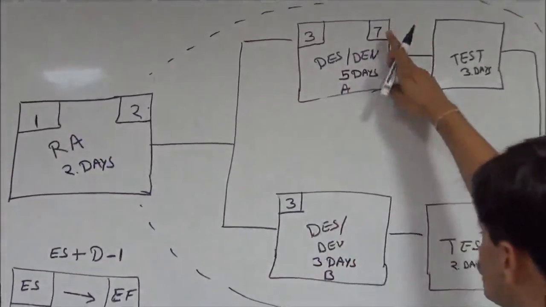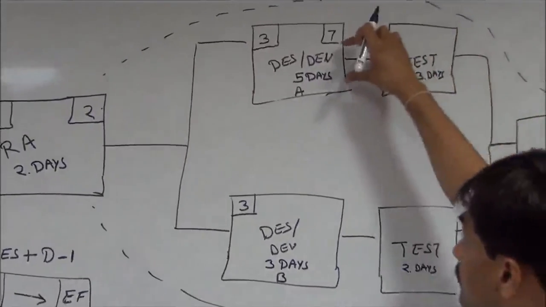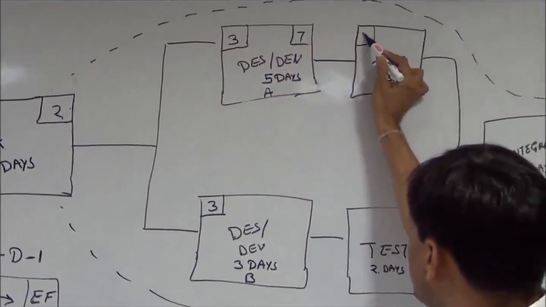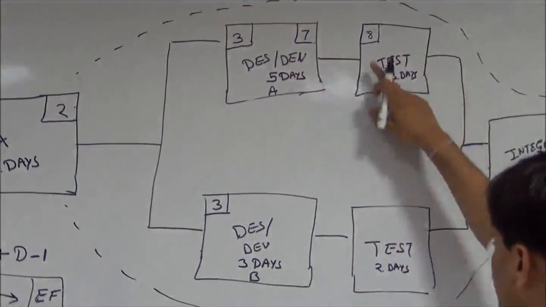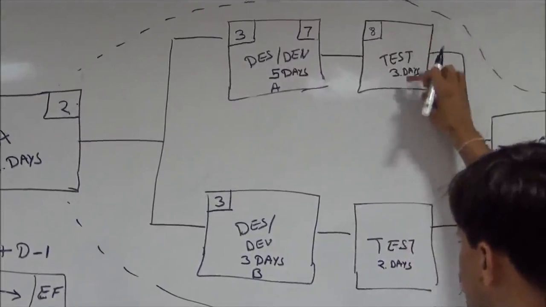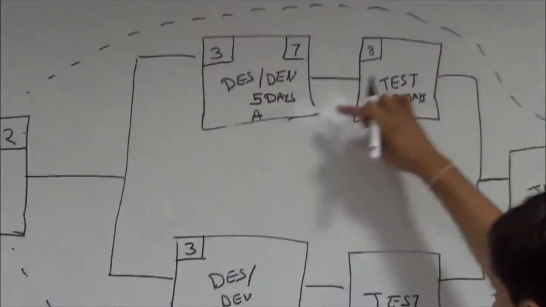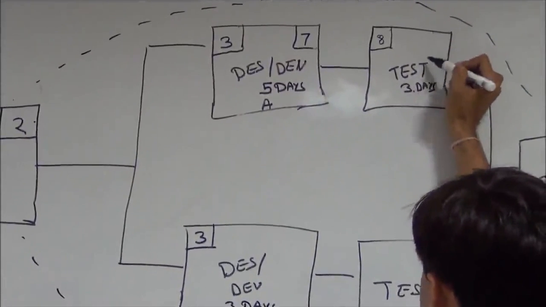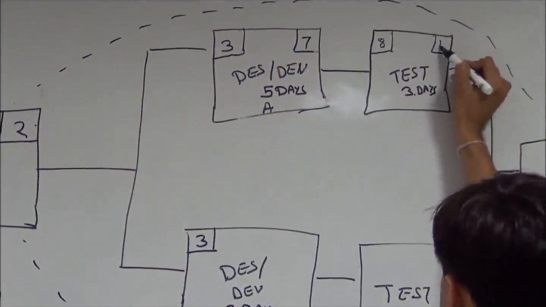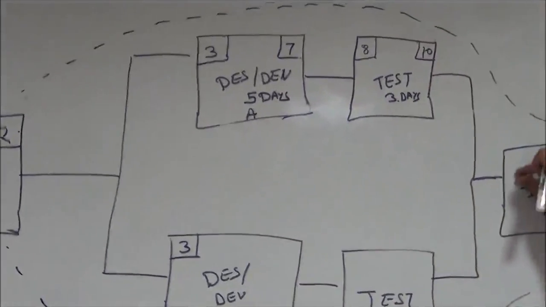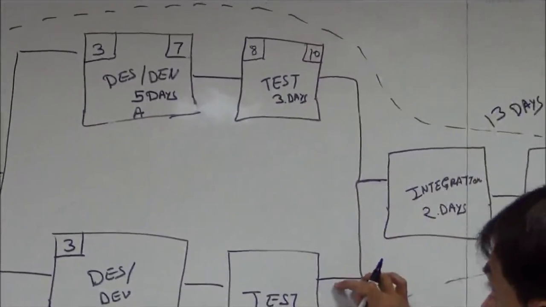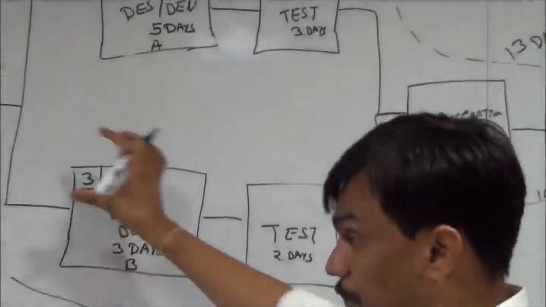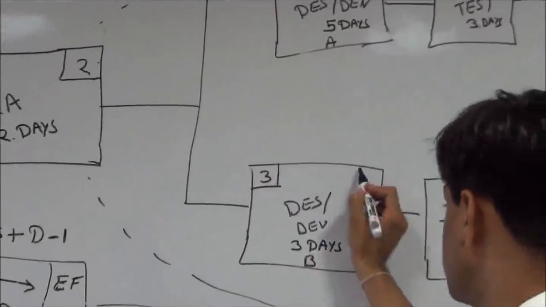Now this activity is finished on day 7, and the next activity is only dependent on this particular activity. It can start on day 8. And the early finish date for that activity would be 8 plus 3 minus 1, which is 10. 8 plus 3, 11, 11 minus 1, 10. Here we need to stop because we have not yet calculated the early finish date for testing activity 2. So let us come to path 2 and calculate the finish times.